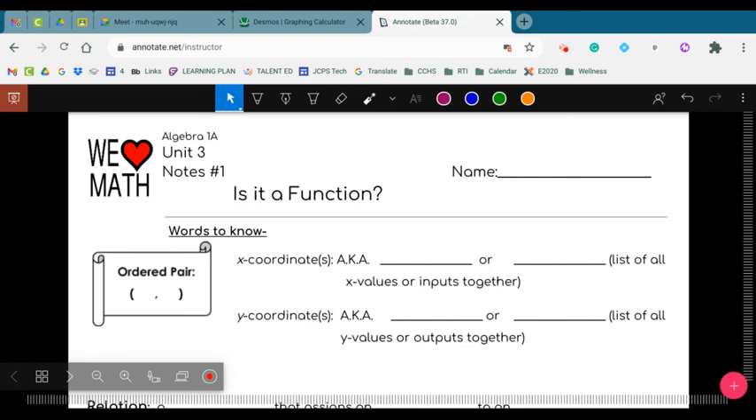Okay, today we're going to start Unit 3, which is about functions. Both, is it a function or not a function, function notation, parent functions, and such things. So today we're going to start on notes number 1, which is "Is it a function?"